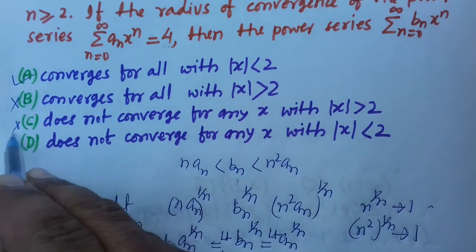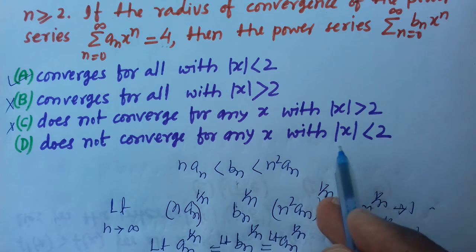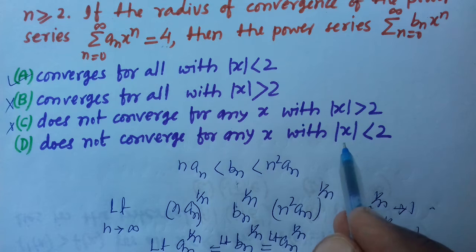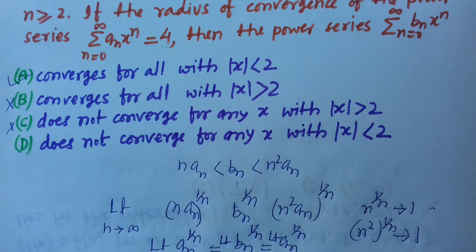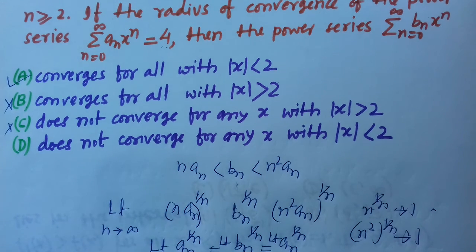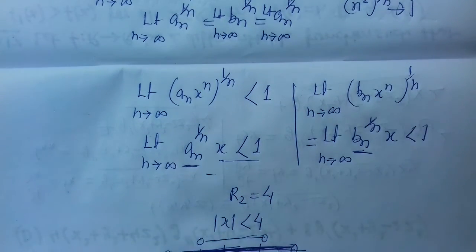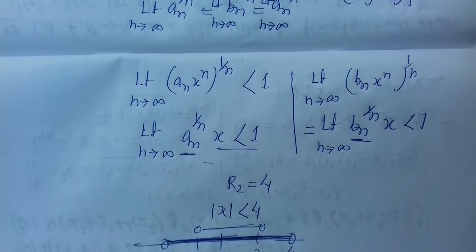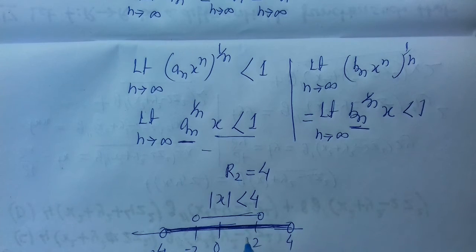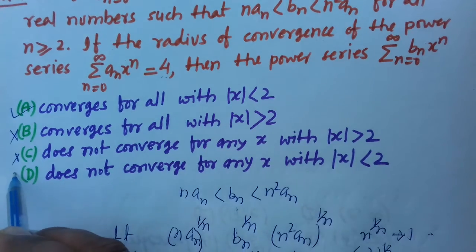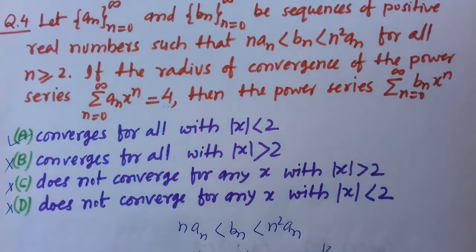So C is wrong. And here it says it does not converge for any x with |x| less than 2. But here you see that would mean it should not converge for x equals 1, but x equals 1 is inside this interval. So D is also wrong. So A is our correct option.